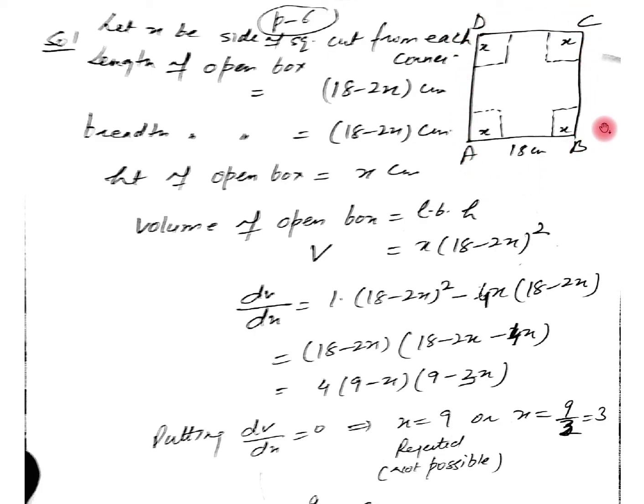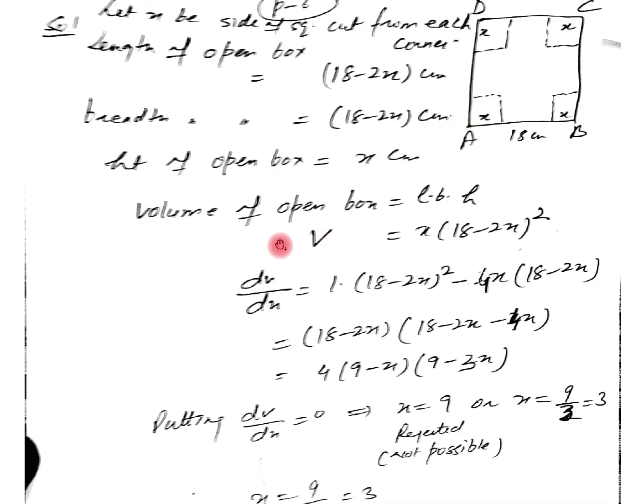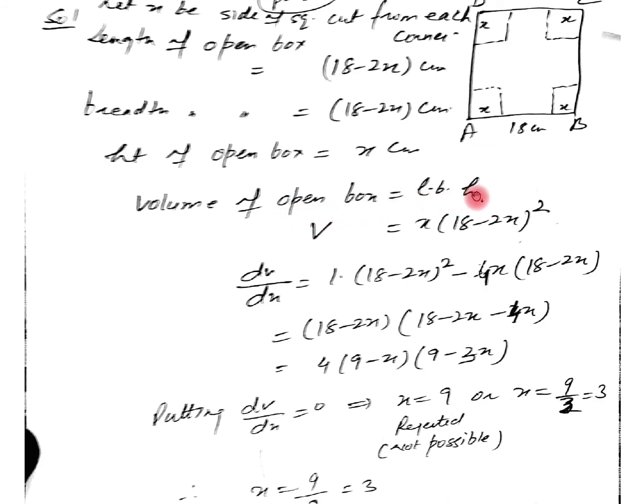See, we are given the square sheet. From each corner we are cutting a square and then folding the flaps. It takes the form of what? An open box. So let x be the side of the square cut from each corner. Length of the open box is 18 minus 2x, and breadth of the open box is again 18 minus 2x. And always the height of the open box is equal to the side of the square. So the volume of the open box is length into breadth into height. So putting here, volume is x into (18 minus 2x) whole squared.